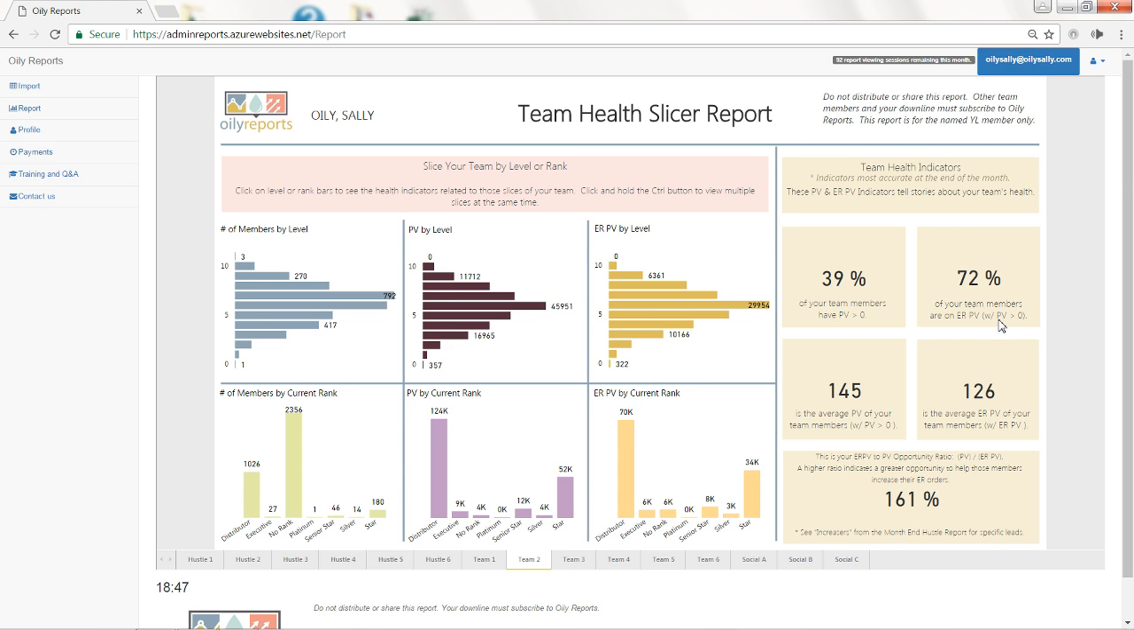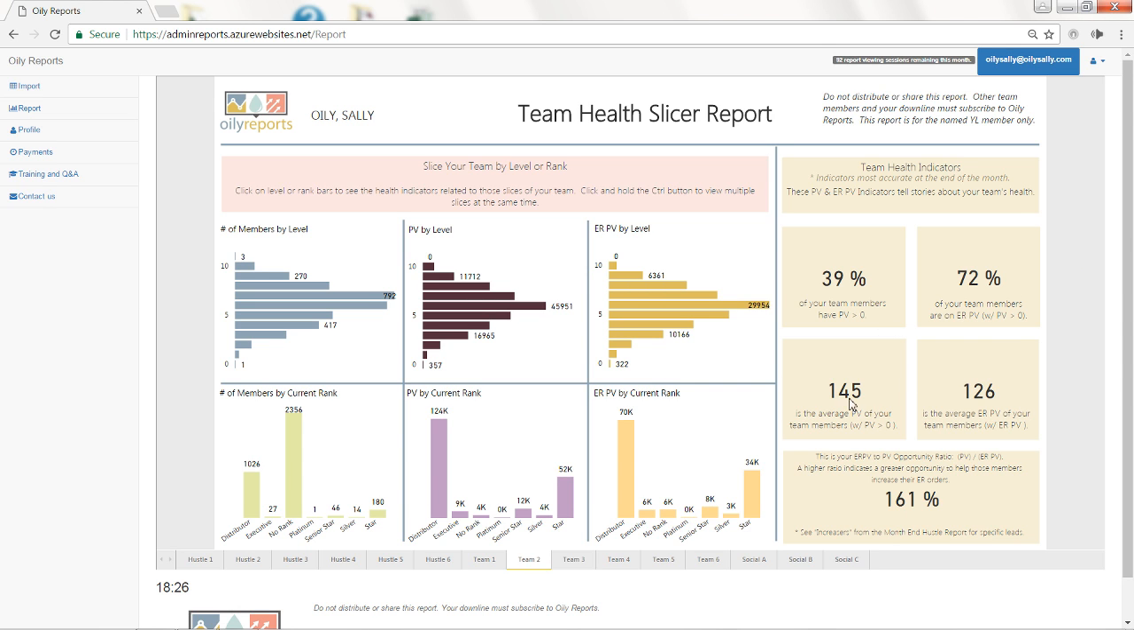So that's one benefit of encouraging all of your team to be using Oily Reports: you can start comparing notes amongst each other about what is standard, who's doing really well and why they are doing well, and sharing, and using this almost as a way to start conversations to improve your overall team's health.